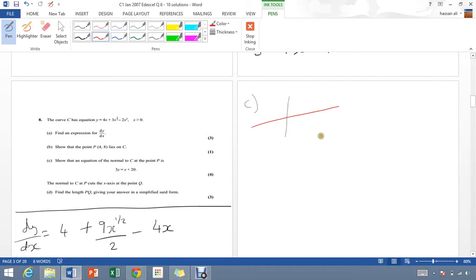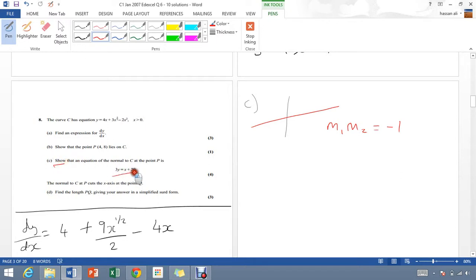So when we have the gradient of a normal, we could say that m1, the gradient of one of these lines, times m2, the product of them, is always equal to minus 1. Okay, so bear that in mind when we're answering this question. So we're saying show that an equation of the normal to C at the point P is 3y equals x plus 20. So again, they're asking you to show.